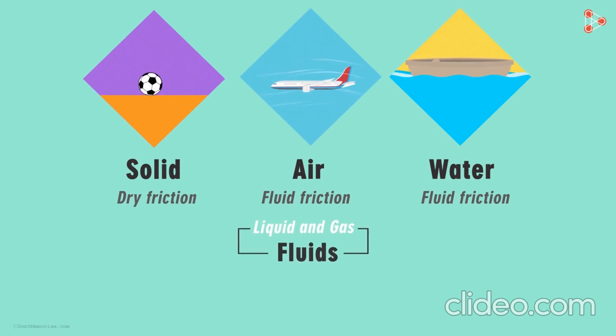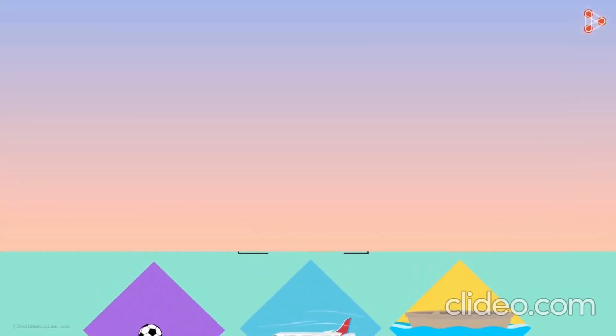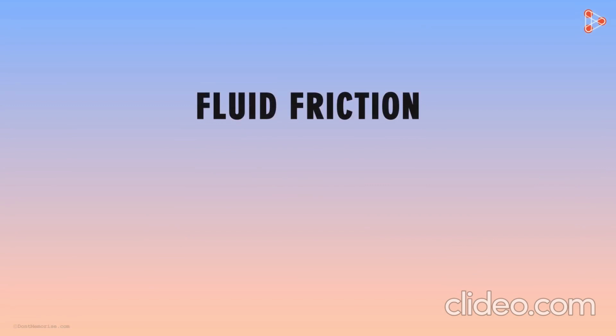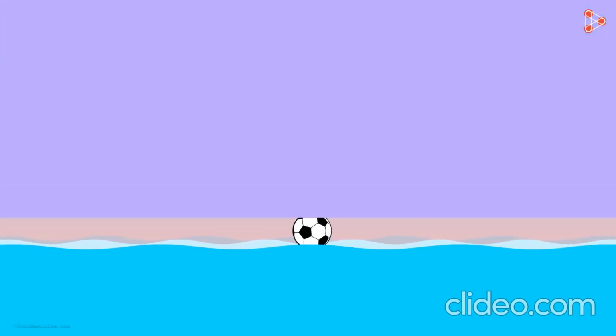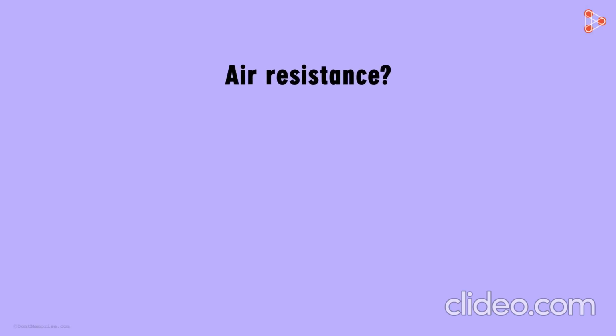Why are liquids and gases considered to be fluids? One common characteristic of fluids is that they have no fixed shape and can be easily deformed. Let's discuss a bit more about fluid friction in this lesson. Just like solids, fluids too exert a force of friction when objects move through them. Do you think air offers resistance?